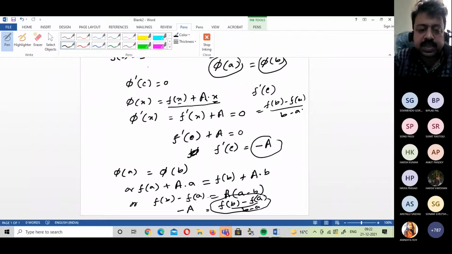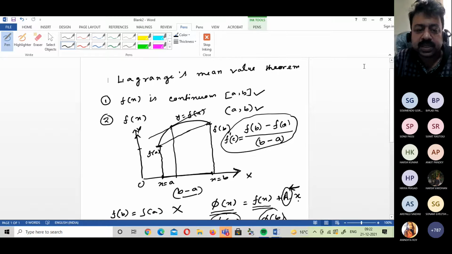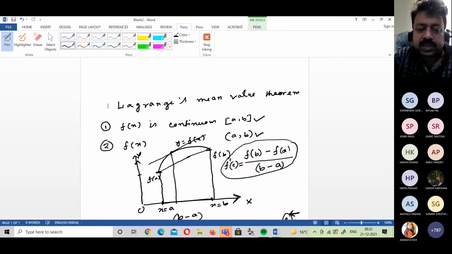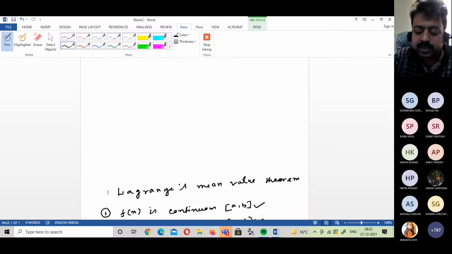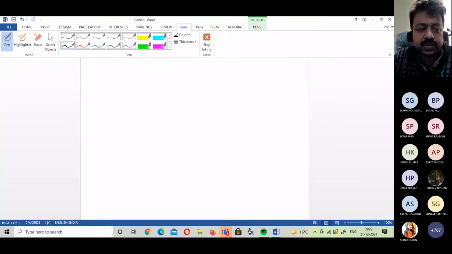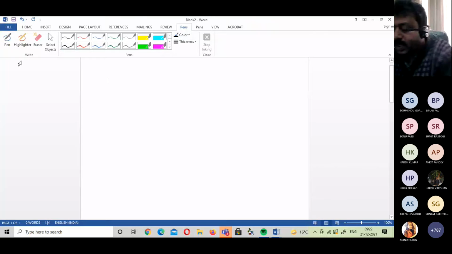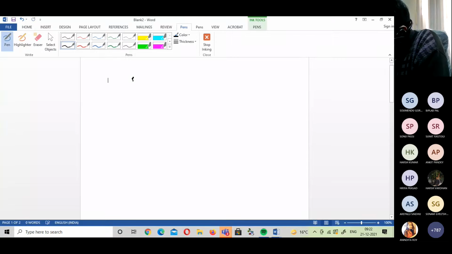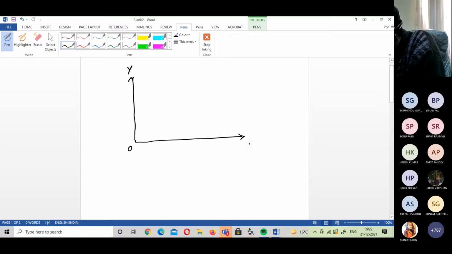The next point that I have to discuss is some problems belonging to this particular category, and this is a very important concept required for solving problems of the mean value theorem. Suppose this is the y-axis and this is the x-axis. Now you have taken x equals a, so this length is a. Now this point is x equals b. This concept is very important for the solution of subsequent problems that we will discuss.